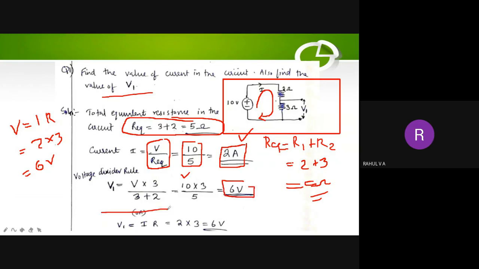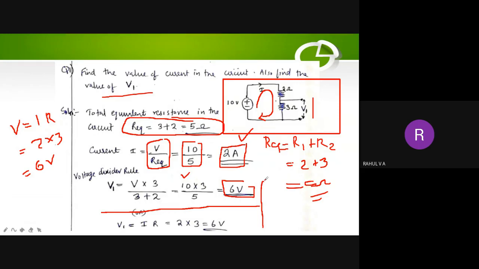So either of these methods, you can take any method unless they have specified the method. So in the voltage divider, you can see the ratio of that resistance, the resistance across which you want to find the voltage, that is 3 ohm divided by total resistance 3 plus 2, 5. So 3 by 5 into the total voltage, that is 10 volt. If you divide, you will get 6 volt.